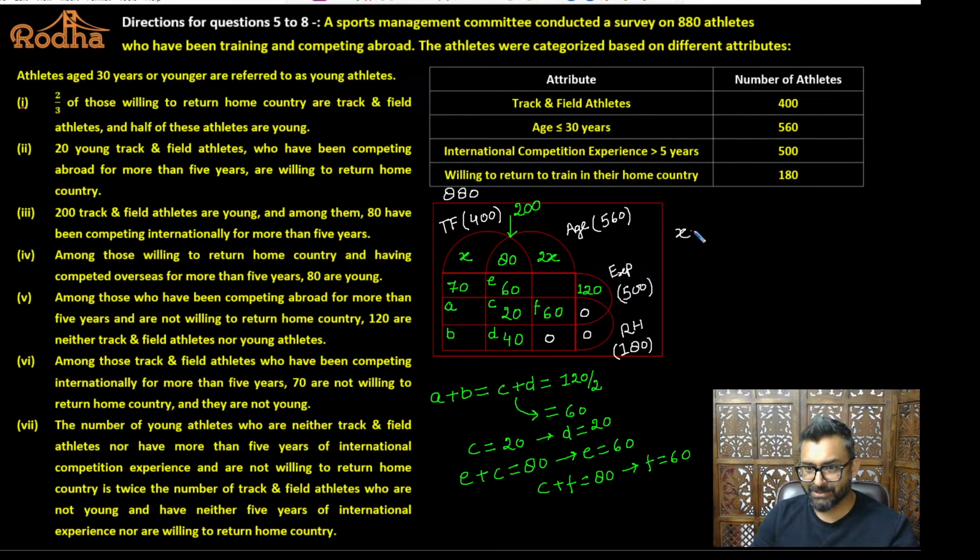Look at x. This entire block is 200, so we don't need to write it again, right? This entire block is 200, so x plus 200 plus 70 plus a plus b. Am I right or not? It is turning out to be 400. Yes? So x plus 200 plus 70 plus a plus b is 400. I know the value of a plus b.